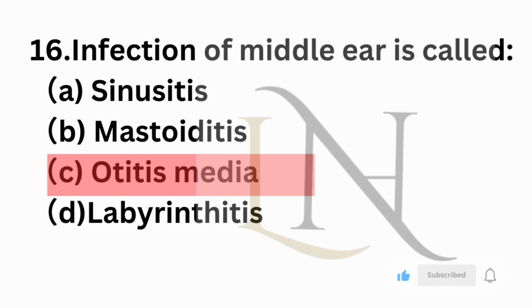Mastoiditis means inflammation from a middle ear infection. This infection can damage the mastoid bone and cause formation of a pus-filled cyst around the mastoid bone. Next, labyrinthitis. Labyrinthitis means inflammation of the inner ear. The brain nerves connect from the inner ear.